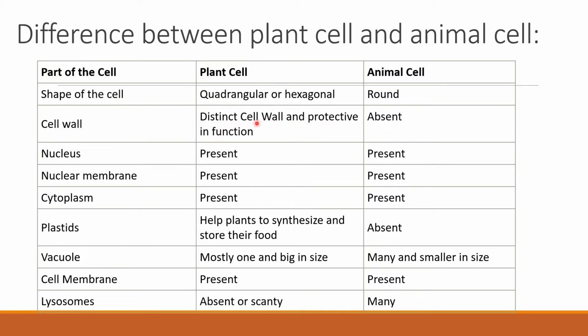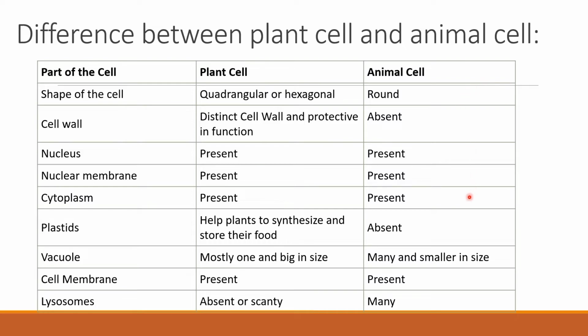But in the plant cell, the cell wall protects and functions for the cell. They have a cell wall, and it protects the cells. Next, the nucleus is present in both cells. The nuclear membrane is also present in both of them. The cytoplasm is also present in both of them.